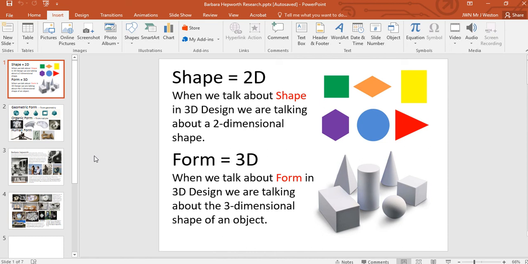When we talk about form, we're talking about three dimensions. Okay, so we're talking about, as you can see here, cuboid, cube, sphere, cylinder, prism, and cone. So there is a difference between shape and form. So when we use the word form in 3D design, we are talking about a three-dimensional object.